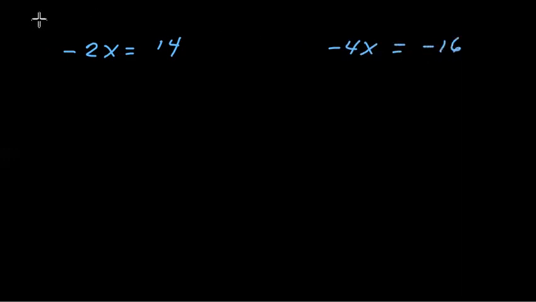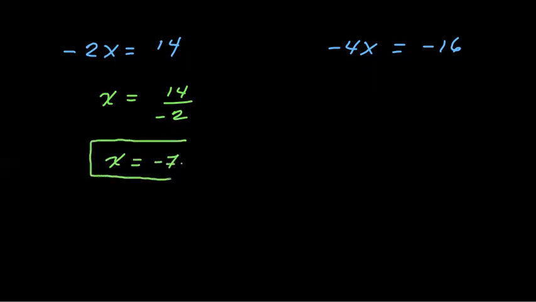So I give you 20 seconds to work on these, right? And then I'll come in with a solution. All right, I know that's not 20 seconds. Let's just call it 20 seconds, right? What I'm going to do here is divide both sides by negative 2. So x is equal to 14 divided by negative 2. Hence, x is equal to negative 7. That's my answer. x is equal to negative 7.